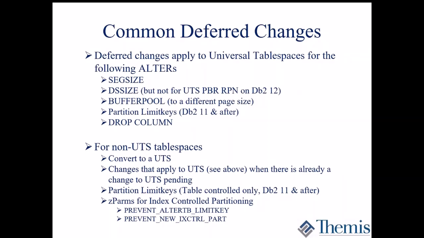that is a deferred change unless you're version 12 and you've gone to this new kind of partitioning called relative page numbering. So whenever I talk about this particular topic, it reminds me just how acronym happy IBM can be, right? We have a UTS PBR RPN, which stands for Universal Tablespace, Partition by Range, Relative Page Numbering. It's a new thing in version 12. And if you're that kind, then a DS size is an immediate change without all the lingering side effects.